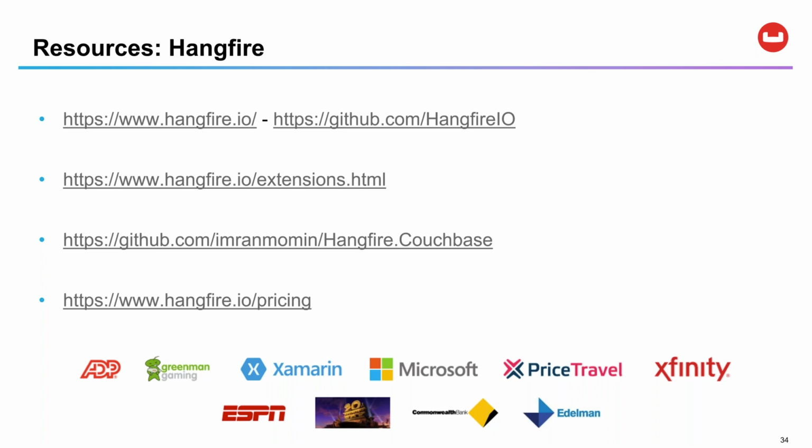The Hangfire Couchbase project, which I am a very, very tiny contributor to, is right there on GitHub as well, hangfire.couchbase. So if you want to try out Hangfire, you want to try out Couchbase, you can certainly do that there. And then Hangfire Pro, which I mentioned, comes with features and pricing, support, and things like that. Very reasonable price. Here are a few of the companies that use Hangfire that are on the website there.